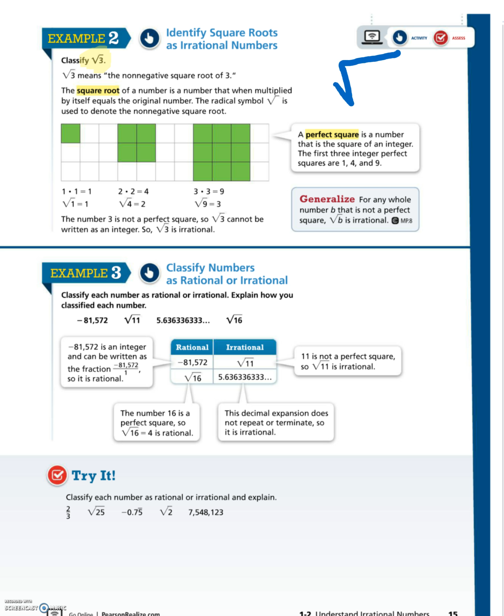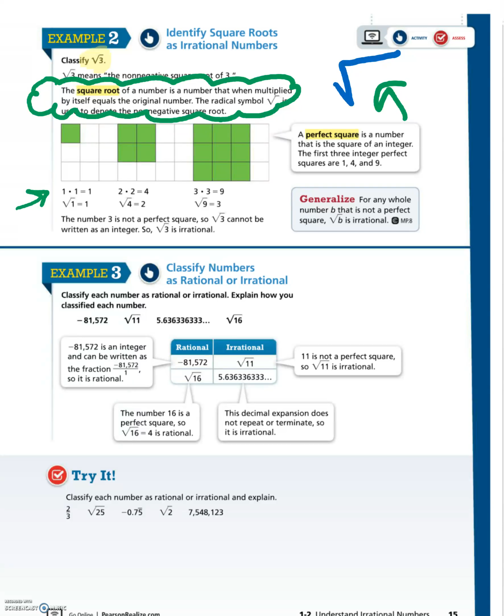Means the square root. Here is another one of your vocab words that you are going to need for the test. The square root of a number is a number that when multiplied by itself equals the original number. The radical symbol, that's this little house, is used to denote the non-negative square root. So here they're showing examples of square root.